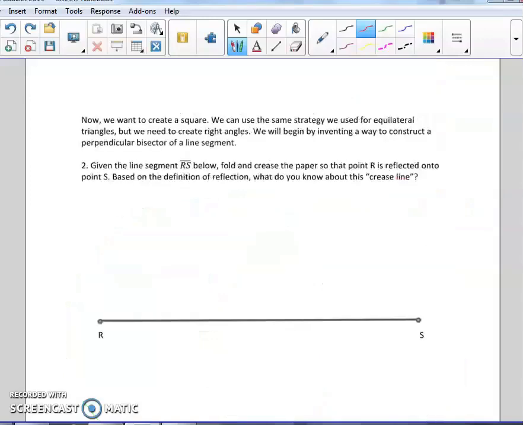The next thing that we moved to in class was we were given a line segment RS, as demonstrated below, and we folded our paper to crease R on top of S. Then we drew what we would call a perpendicular bisector. When we draw that perpendicular bisector, it's going to split our line segment RS into 2 equal parts.